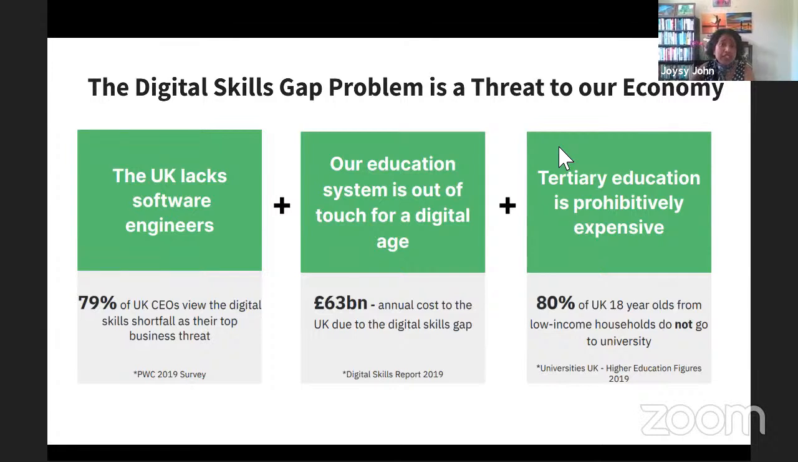The digital skills gap is a huge threat to our economy. And the problem is threefold, because firstly, there's a lack of software engineers. Secondly, the education system hasn't really evolved to keep in touch with the digital age. And finally, especially those from disadvantaged backgrounds find that tertiary education is extremely expensive. You go to university and come out with a debt, and in many cases, no job in sight.